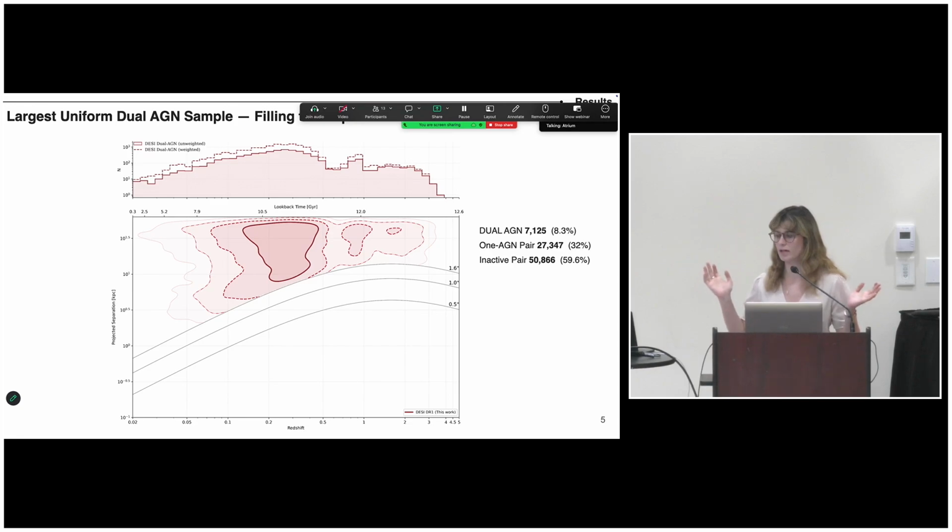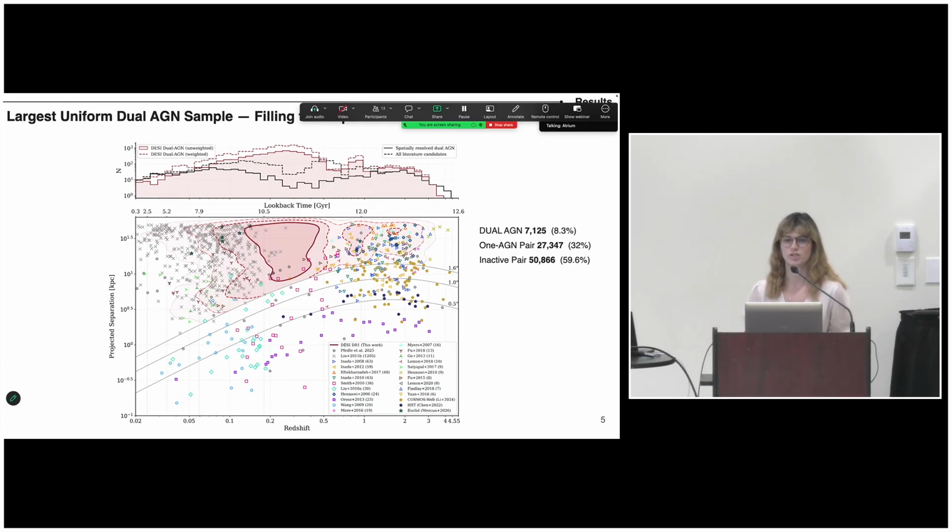Right, so this is what we get. This is our DESI dual AGN sample. Here we show projected separation as a function of redshift, and above we see the histogram distribution of those with the red solid line, and the dashed line shows the weighted one. To put this into the broader context of dual AGN samples, we compare those with more than 100 literature sources, combining more than 1,000 dual AGN candidates.